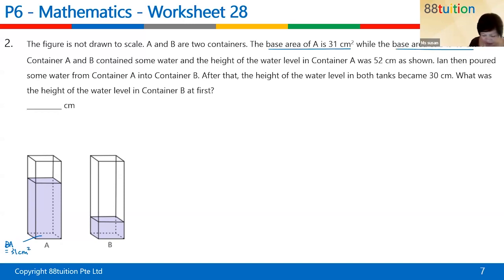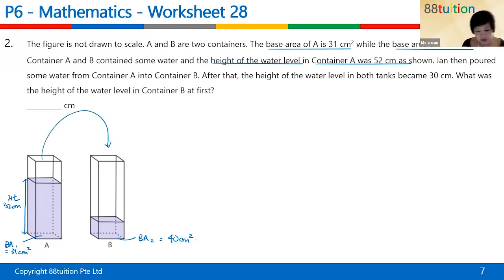BA of B, that means the second one, this is BA1, this is BA2, equals 40 cm square. Now, containers A and B contain some water, and the height of the water level is 52 centimeters as shown. So container A has a height of 52, referring to the height of the water level, here to here. We call this the height. Then Ian poured some water from A to B.